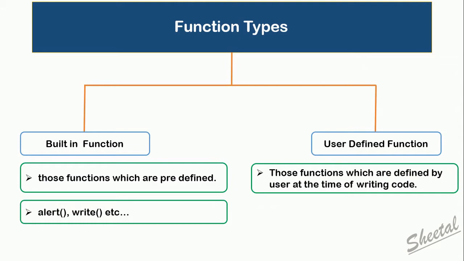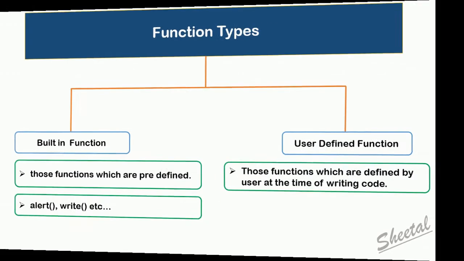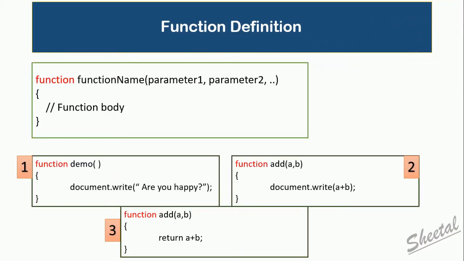To use a function, you must define it somewhere in the scope from which you wish to call it. Before we use a function, we need to define it. Let's see how to define a function in JavaScript. We can create a function in JavaScript using the function keyword. The basic syntax of JavaScript is shown on your screen.